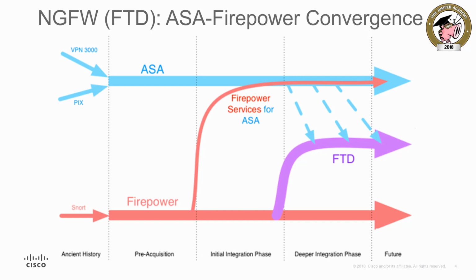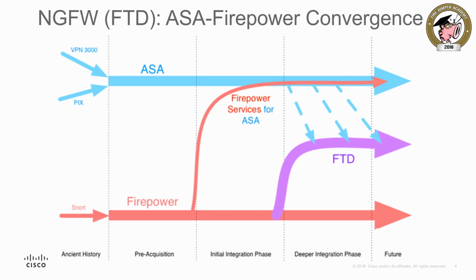Together, combining both Firepower and ASA gave us Firepower services for ASA. This was the initial integration phase, which has led to what we see today as part of the next-gen firewall offering and the Firepower Threat Defense image and capabilities. So this has allowed deeper integration and will allow more and more development moving forward, taking us into the future and other offerings, products and solutions.